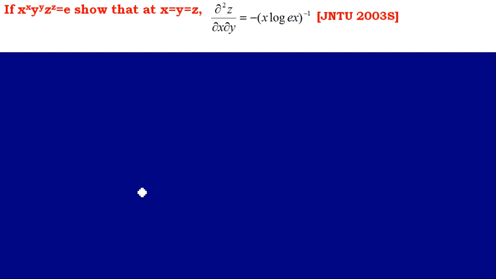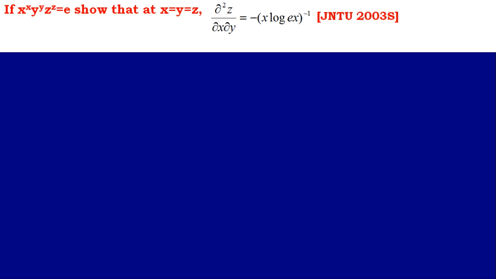If x^x y^y z^z equals e, show that at x equals y equals z, ∂²z/∂x∂y equals minus (x log(ex))⁻¹. First we'll find ∂z/∂x and ∂z/∂y.